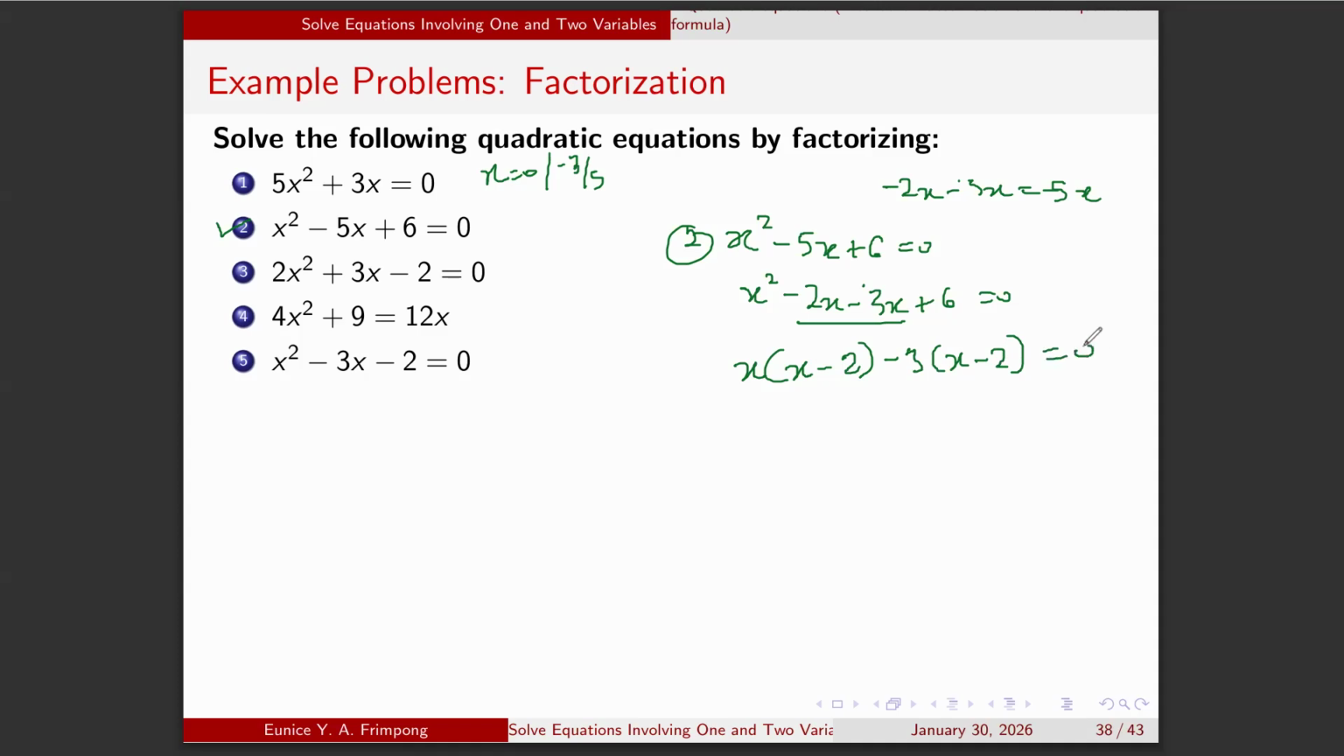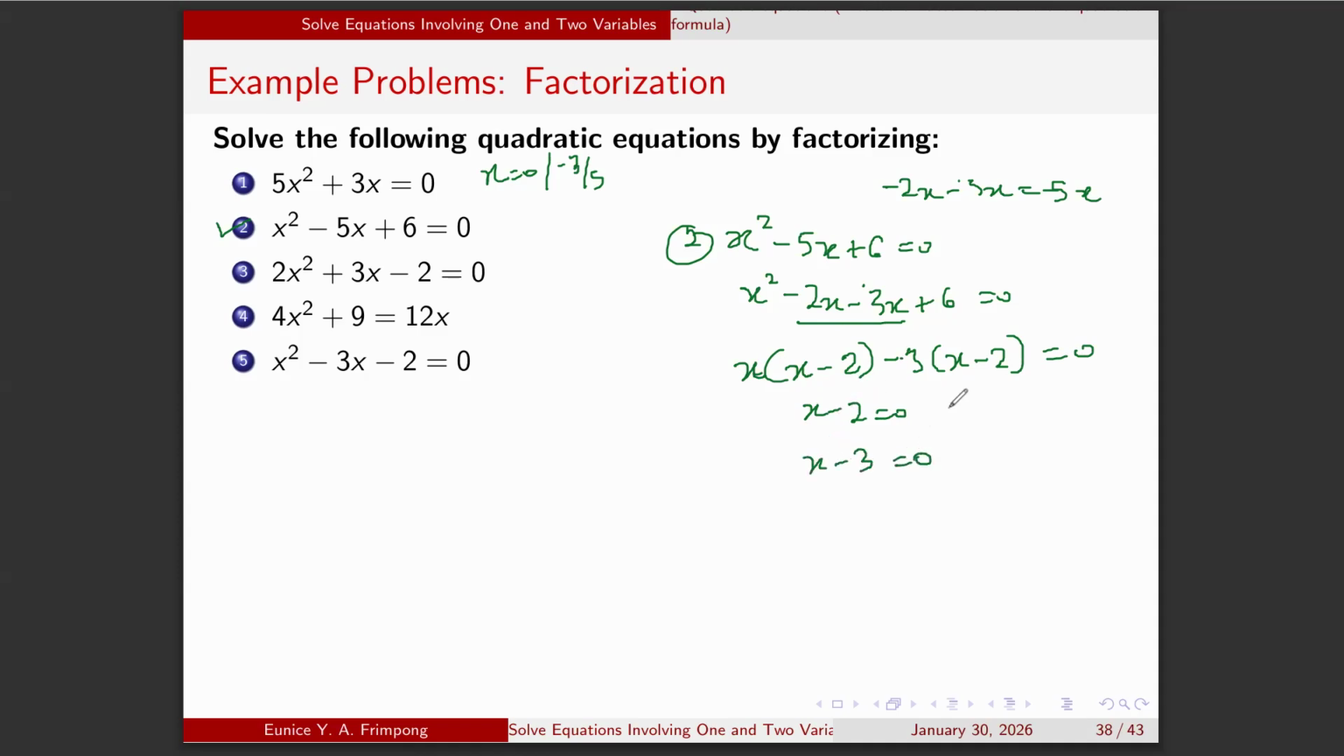And that's equal to 0. If you simplify this, you should get back x squared minus 5x plus 6. So now x minus 2 is what is in the bracket, so we consider it as 1. So we have x minus 2 being equal to 0. And then also this x minus 3, we consider it as 1.